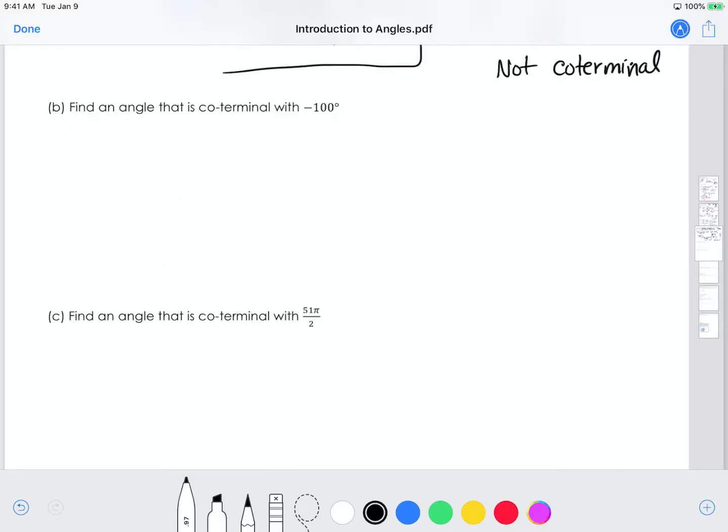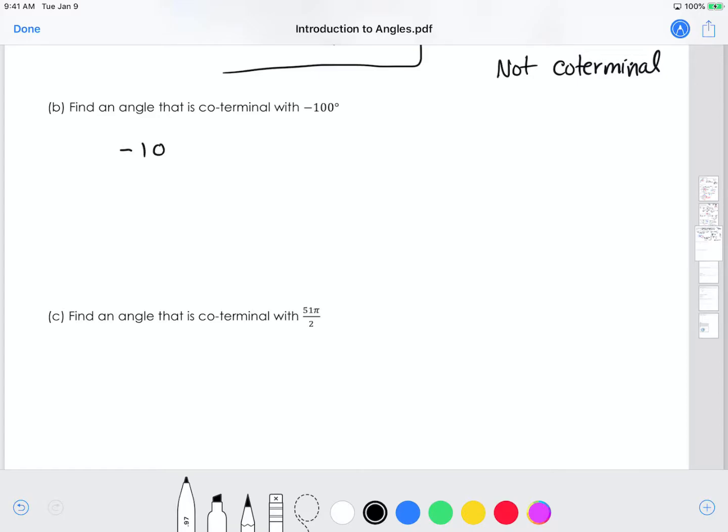In example B, it says find an angle that is coterminal with negative 100. Now, there are so many different angles that are coterminal with negative 100, and we just need to find one of them. So remember that two angles are coterminal if their terminal sides overlap. So maybe they swing open a different number of rotations, or they swing open in a different direction, but they're still going to land in the same spot.